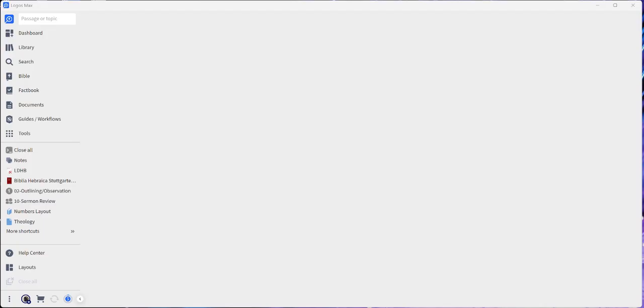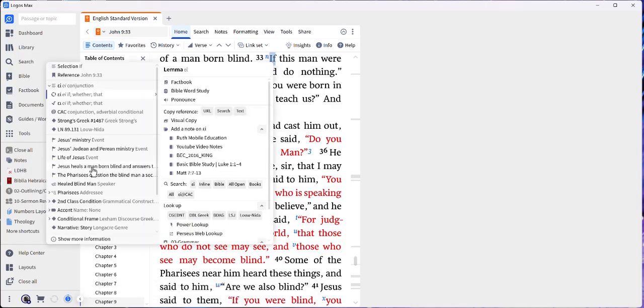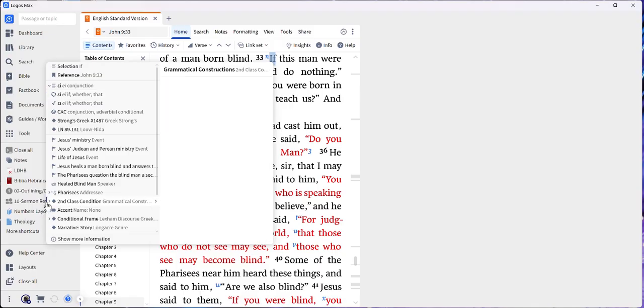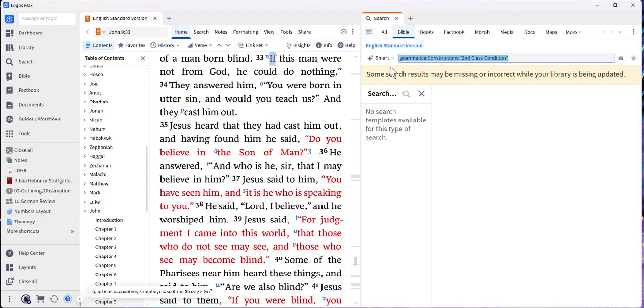As normal, I always start with a blank screen because I want you to know how to get there. So I'm going to come over here and pull up my Bible. One way that you can access any conditional clause is by the context menu. We're going to right click and you're going to see down here this second conditional clause, where we're going to click and search Bible and see what comes up.